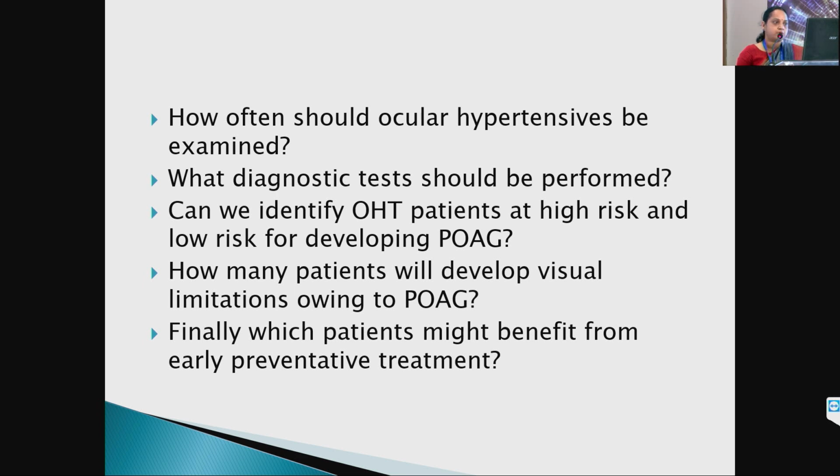The high prevalence of ocular hypertension and its progression to POAG raises several questions. How often should ocular hypertensives be examined? What diagnostic tests should be performed? Who can be identified at high risk and low risk for developing POAG, and how many patients will develop visual limitations, and finally, which patients might benefit from early preventive treatment.